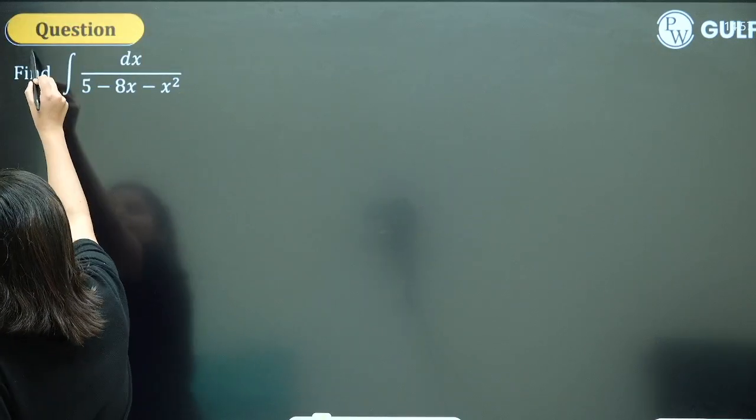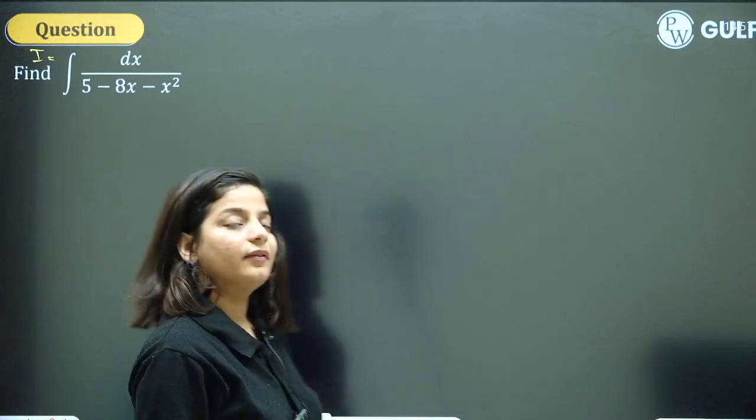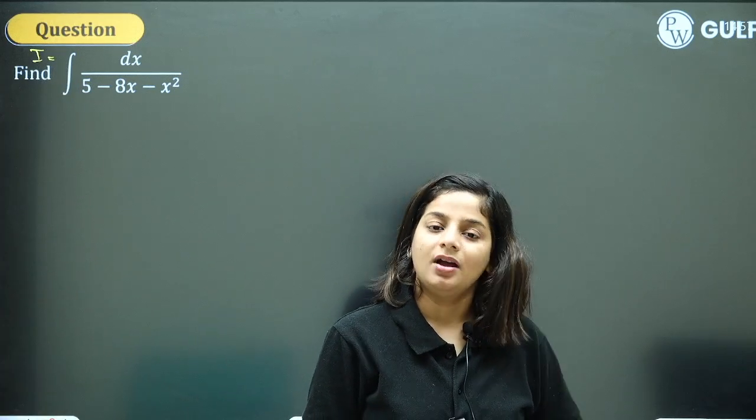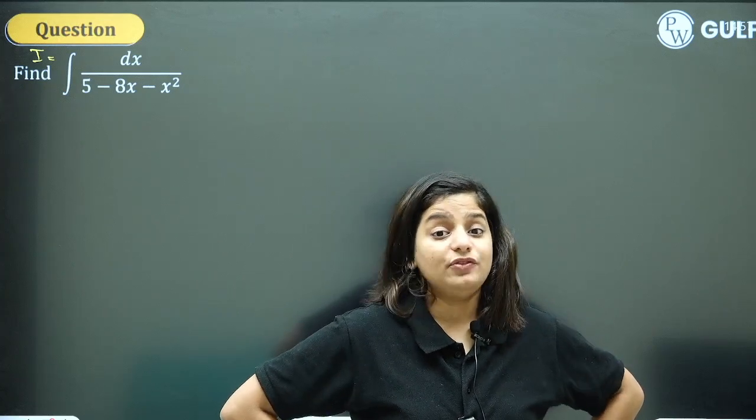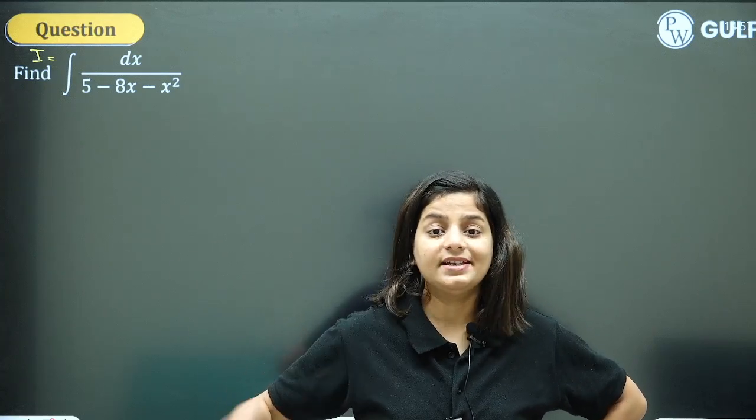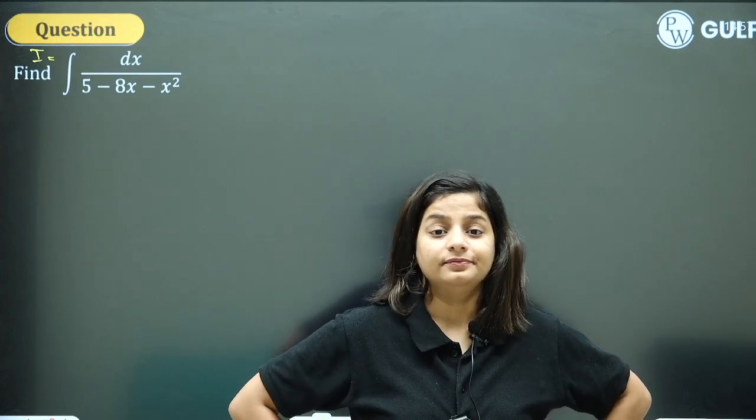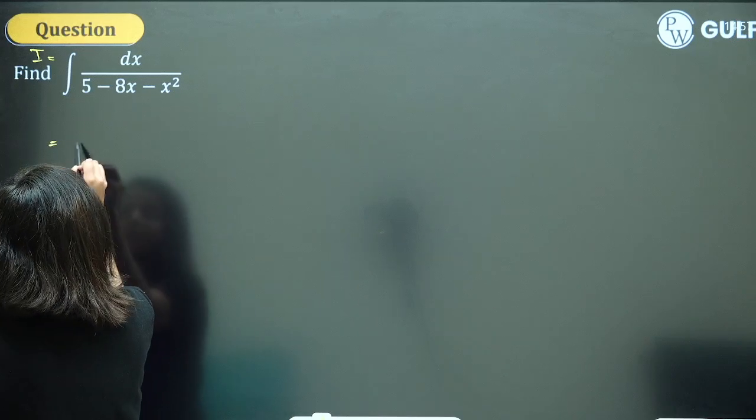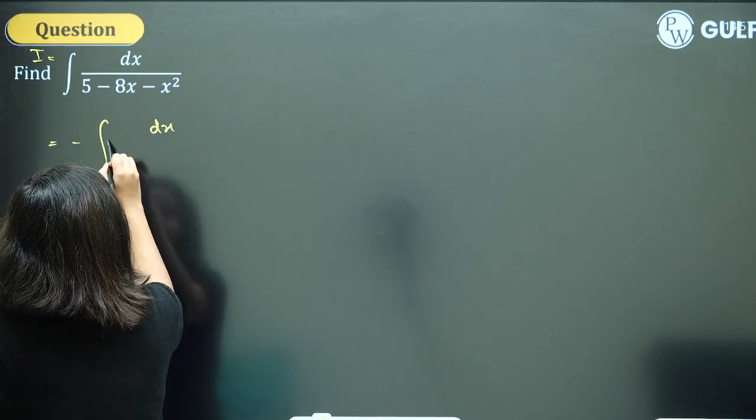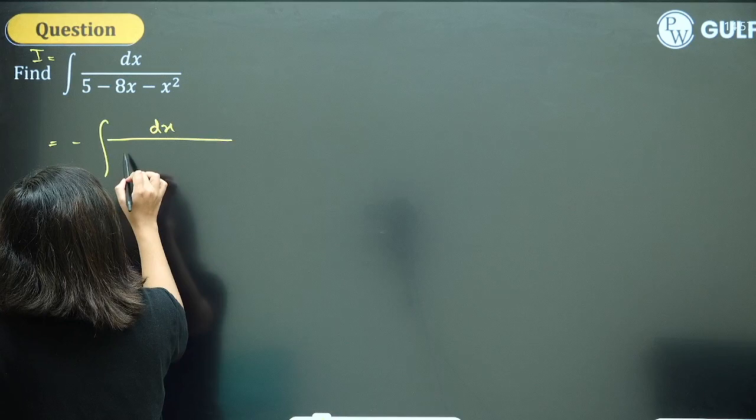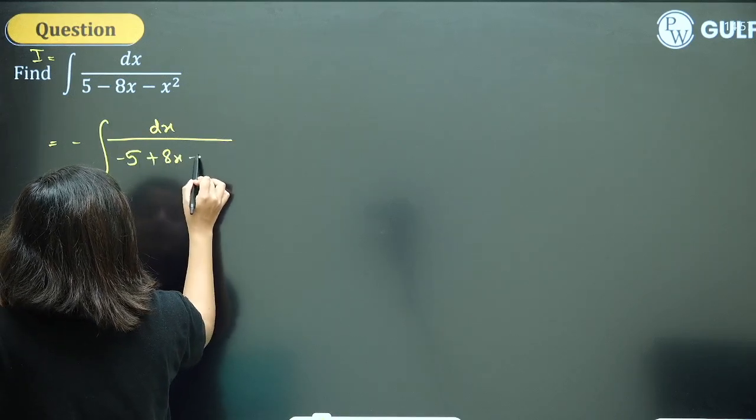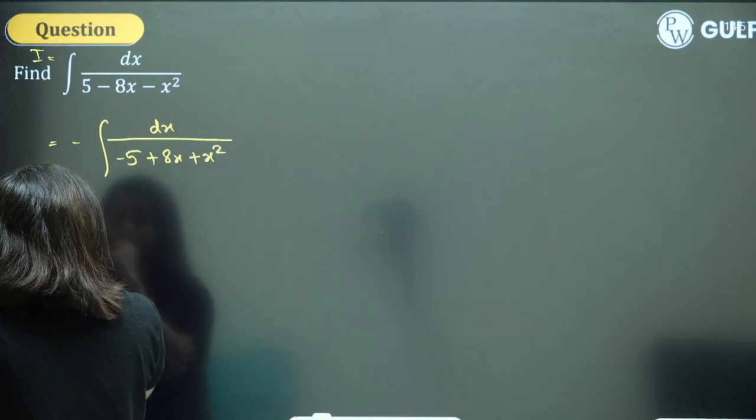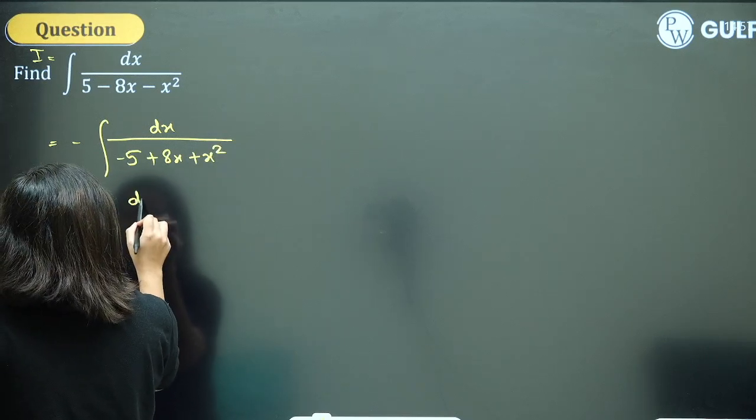Integral dx upon 5 minus 8x minus x square. What was my first step? Coefficient of x square should be 1. Is the coefficient of x square 1? Make it 1 by taking minus common. So if I take minus common, we will have minus, 5 plus 8x plus x square.